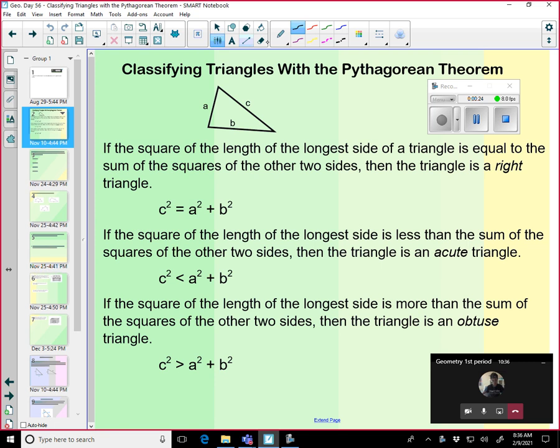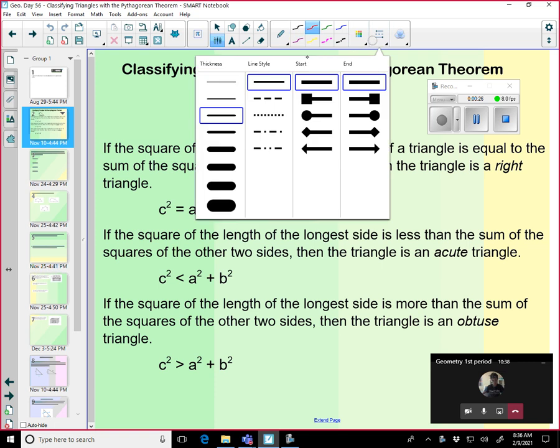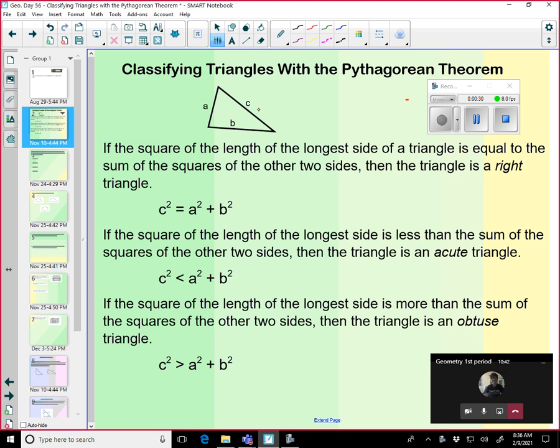Suppose I have three sides A, B, and C, with C being the largest side. In a triangle with A, B, C as the sides and C being the longest of them, a right triangle has to satisfy this particular equation: C square equals A square plus B square. That's in the case of a right triangle.